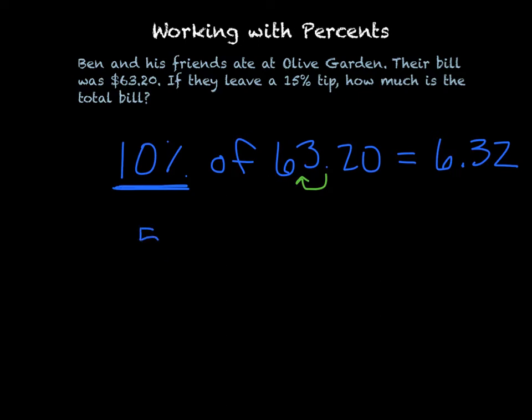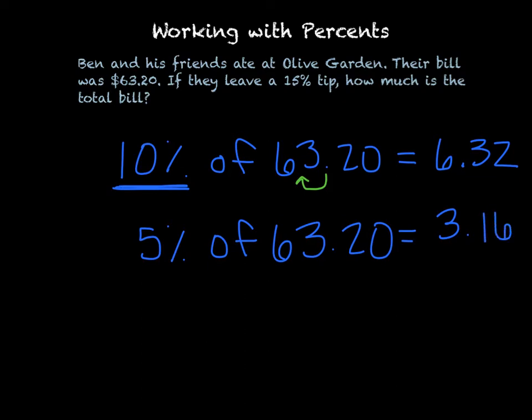So then to get 15%, that means I need 5% of $63.20. And if 10% was $6.32, to get 5% of that, I just need to divide it by 2. And if I divide $6.32 by 2, I think I get $3.16. Some of you may have needed to write that out. I'm sure I did earlier on. So then I have 10%, check. I have 5%, check. That totals to be 15%.